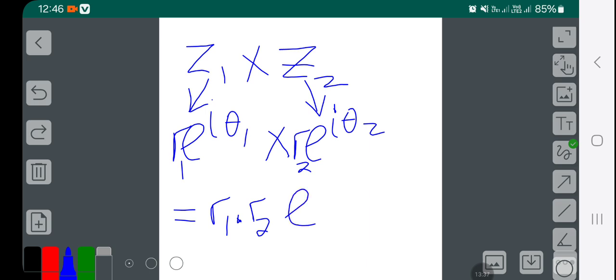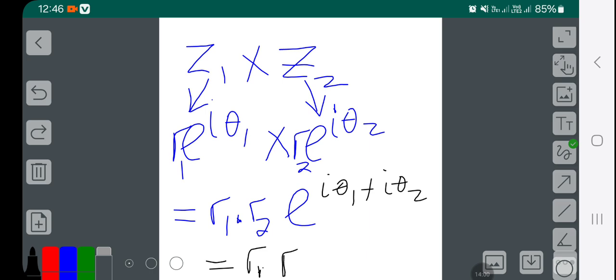Next, since you're multiplying, you add your exponents, you add your powers, which is what? It's iθ1 plus iθ2, which means your final formula is going to be R1 multiplied by R2, then e. Since we're adding our exponents, you can factor out your i, so it will be θ1 plus θ2. Now this is your final formula.